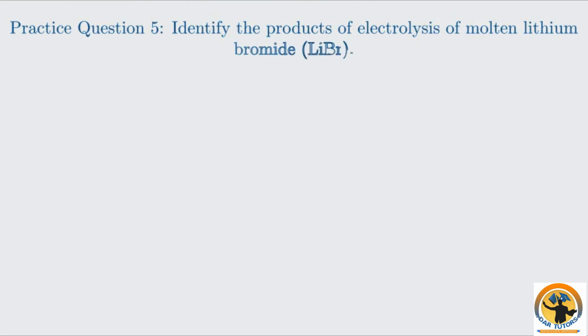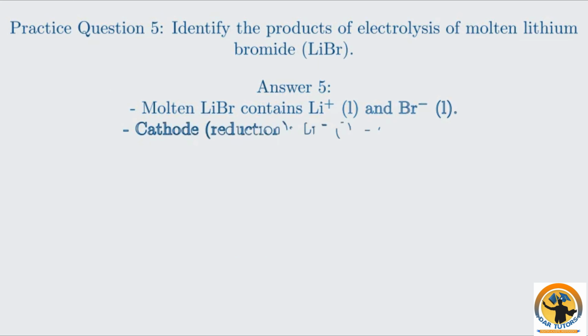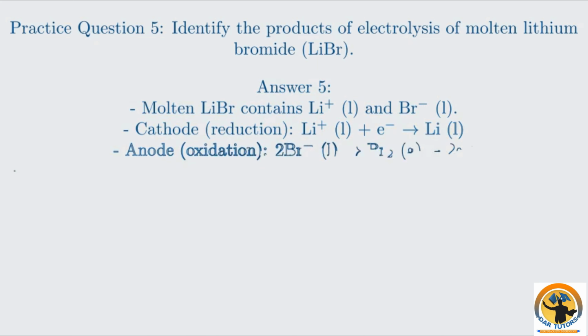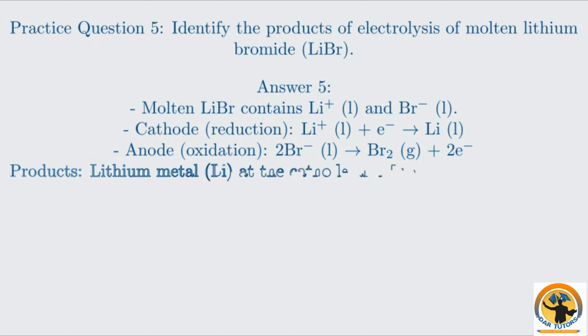Our final question asks us to identify the products of electrolyzing molten lithium bromide. Using our simple rule for molten salts, the cation, Li+, will be reduced at the cathode to lithium metal. The anion, Br-, will be oxidized at the anode to bromine gas.